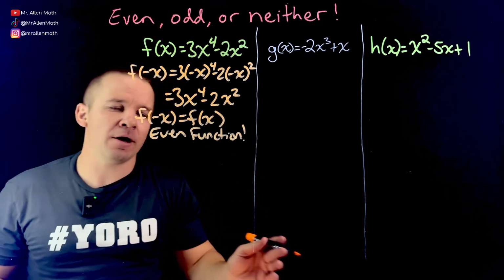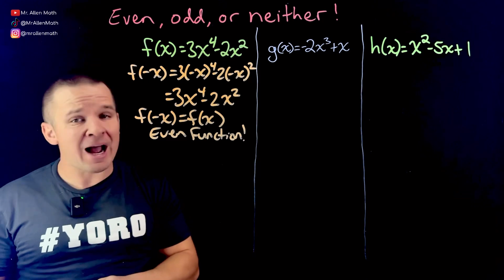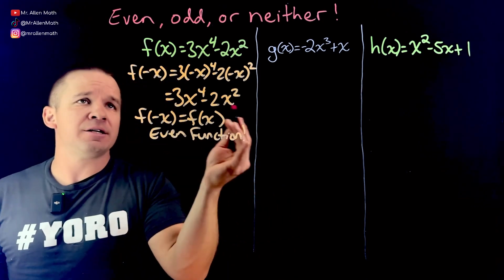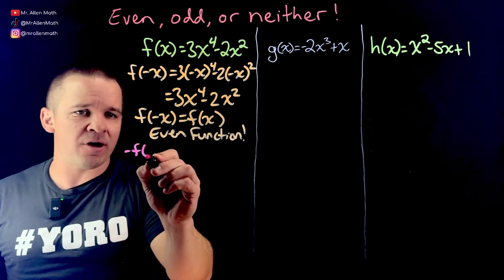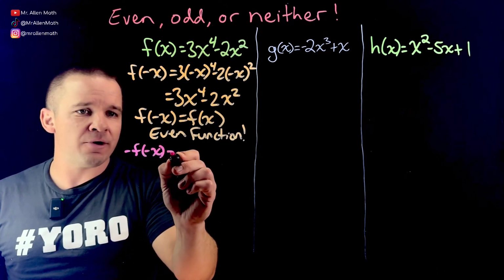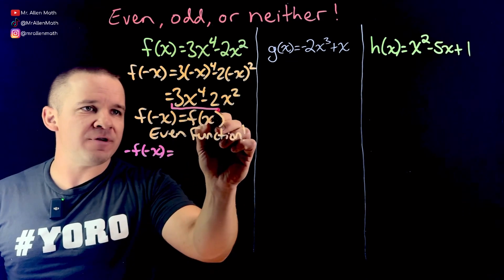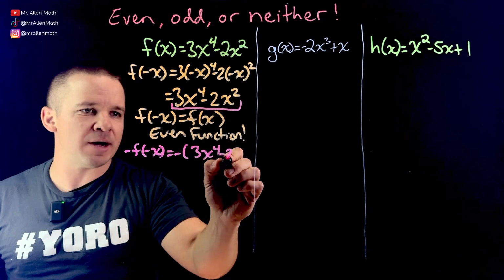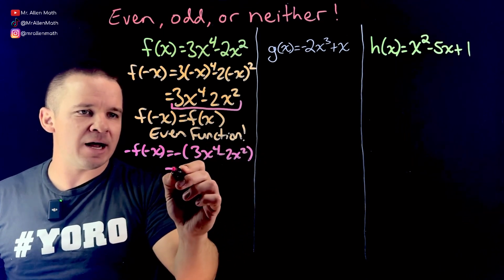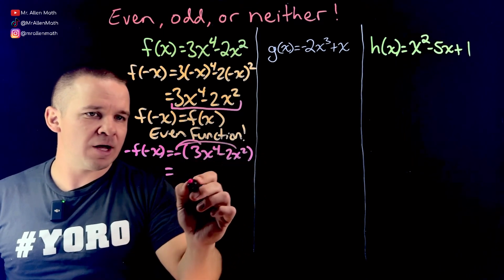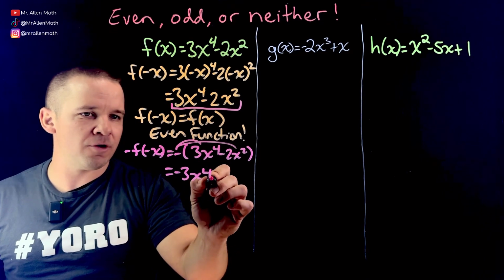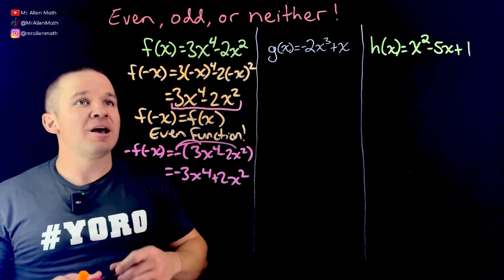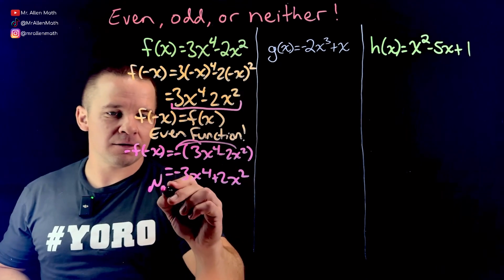Now I could still do my odd test here. Let's just do it for practice. So if I want to do my odd test, I'm going to do negative f of negative x. So I can just take my f of negative x, which was right here, throw a negative in front of it, put everything in parentheses, minus 2x squared. And now I'm going to distribute the negative. I get negative 3x to the fourth plus 2x squared. No, that is not the same as the original, therefore it's not odd.